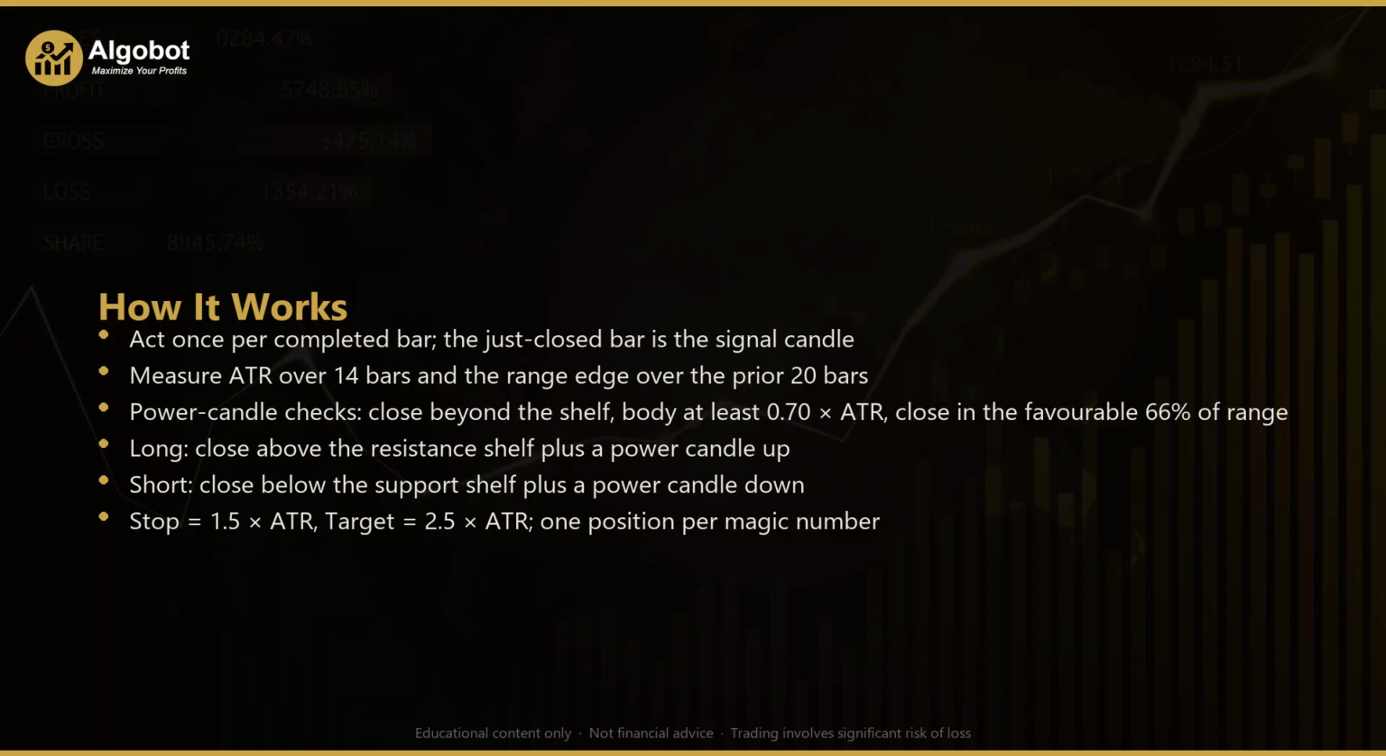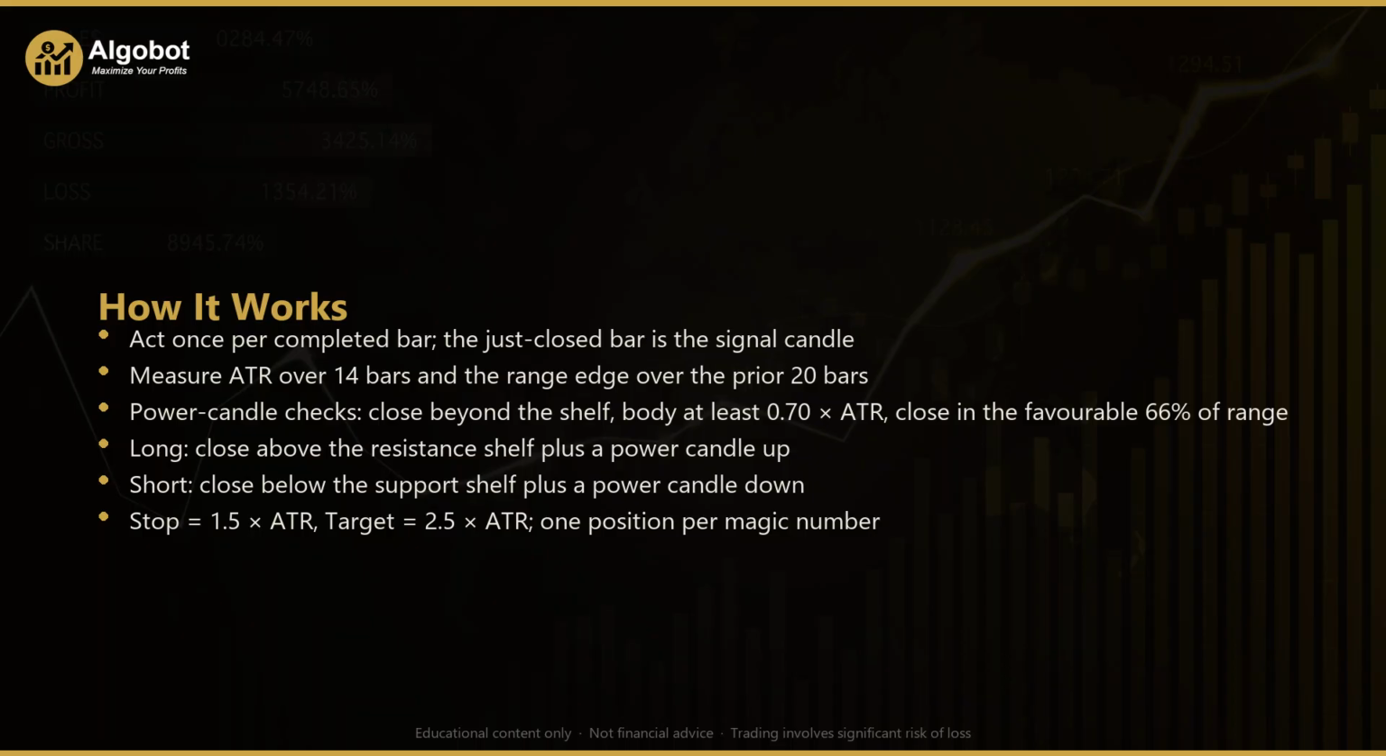Next, it measures the range edge. It scans the 20 bars immediately before the signal candle and records the highest high and the lowest low across that window. That highest high is the resistance shelf, and that lowest low is the support shelf. Then it inspects the signal candle itself with 3 momentum checks. It measures the body, which is the distance between the open and the close. It measures the full range, from high to low, and it calculates where the close sits inside that range, expressed as a fraction from 0 at the low to 1 at the high.